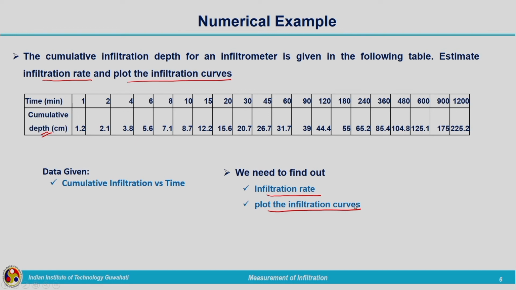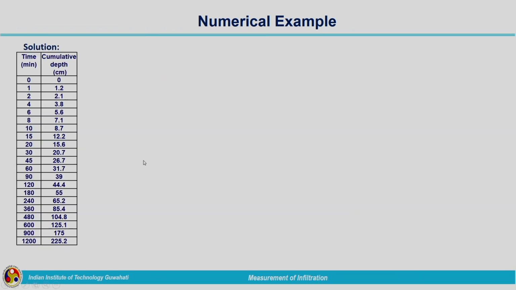Cumulative infiltration depth is given to us. We need to calculate the infiltration rate and also two curves. One is the cumulative infiltration curve, that is direct plotting of these data, and the second one is the plotting of the infiltration rate. These are the data which are given in the question. Time is given in minutes, cumulative infiltration depth in centimeters.